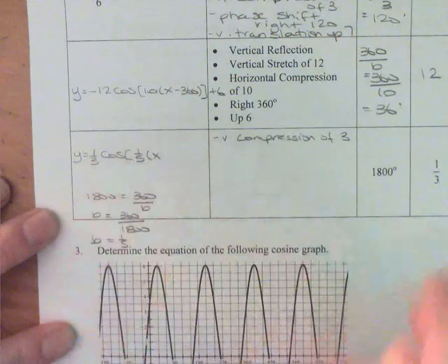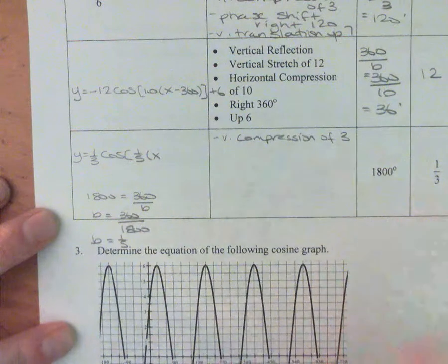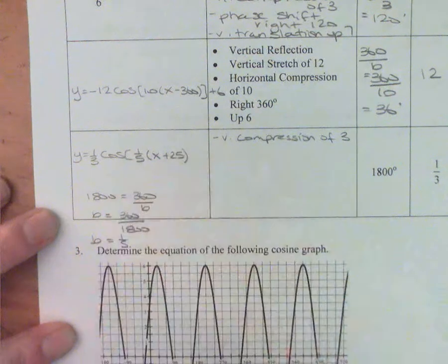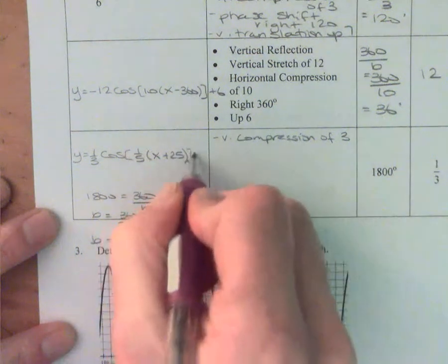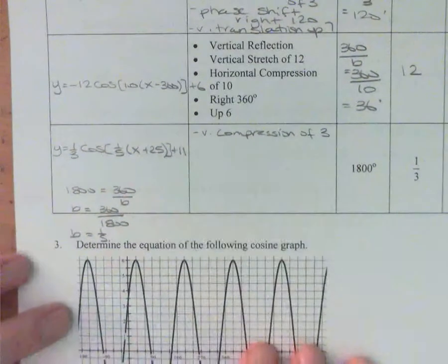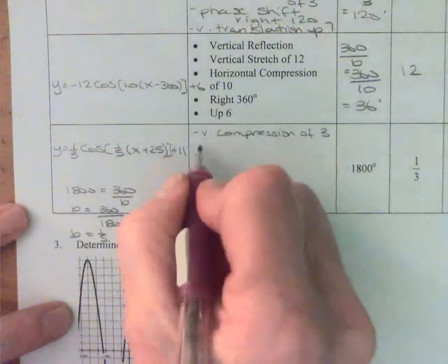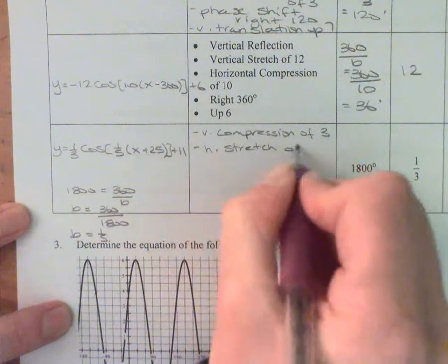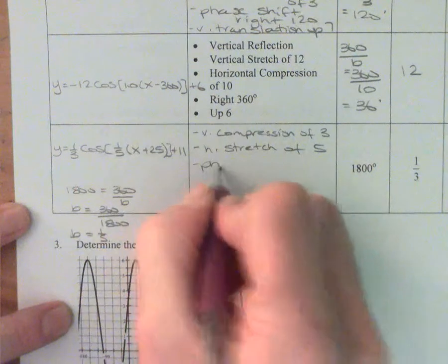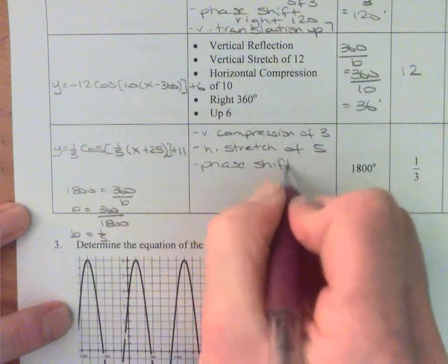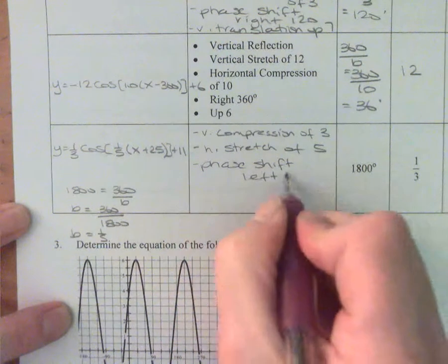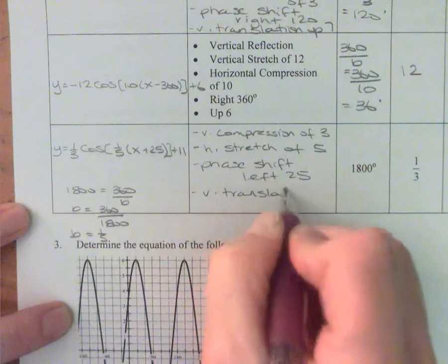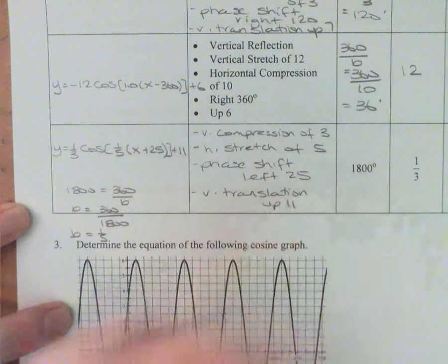Then I have x, says I'm going left 25. So I'm going to add 25. And I'm going to go up 11. So now I can finish what I was working on here. So that says there's a horizontal stretch of 5. We have our phase shift, left 25. And we have our vertical translation, up 11.